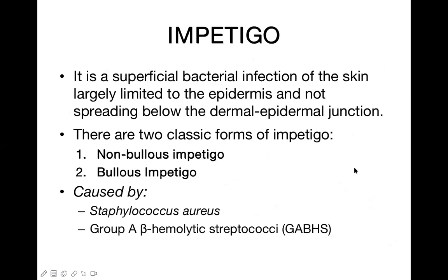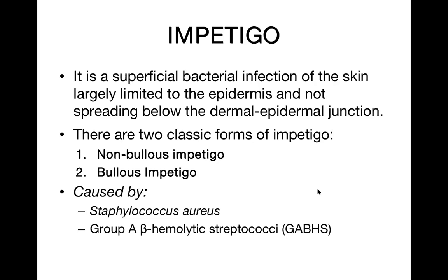Okay. Now another important infection in relation to the skin is impetigo. What do you mean by that? Impetigo is a superficial bacterial infection of the skin which is largely limited to the epidermis, and it is not spreading below the dermoepidermal junction. So it is a very superficial infection of the skin. Only the epidermis is involved. It will not cross the dermoepidermal junction.